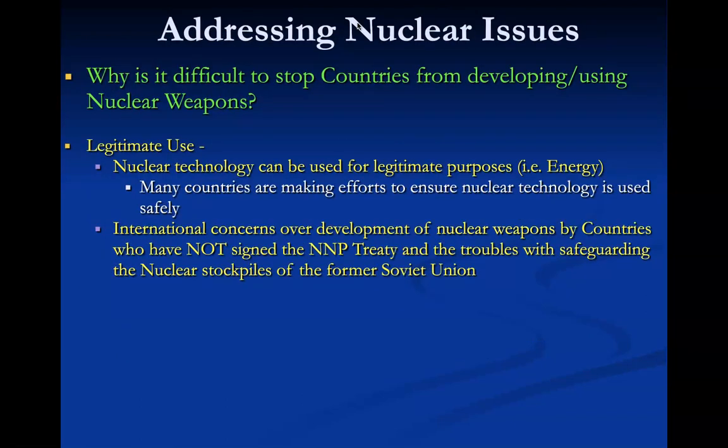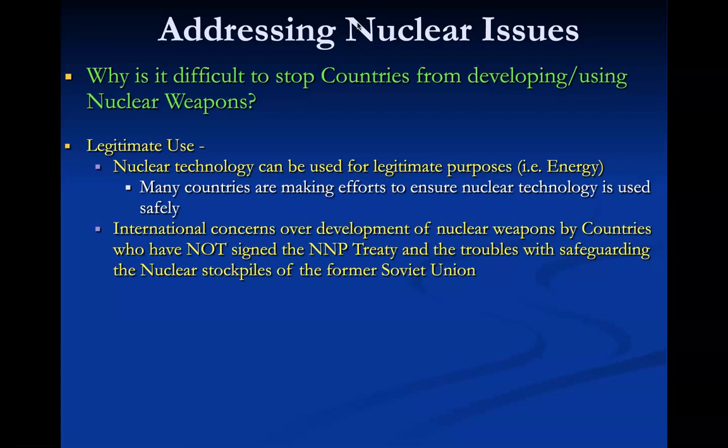So, why is it difficult to stop countries from developing or using nuclear weapons? One, because nuclear technology does have a legitimate use. It is used to create nuclear power plants. A lot of countries are getting rid of some of them. Like Germany is getting rid of some of them. We have one in Ohio. You may have heard about the one in Japan, Fukushima Daiichi. It had a meltdown. I think it was like 2014.